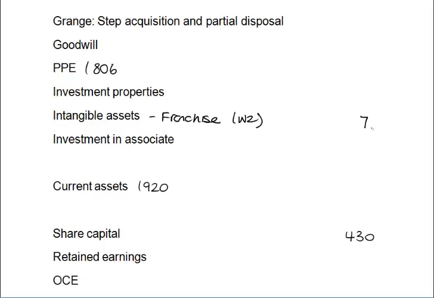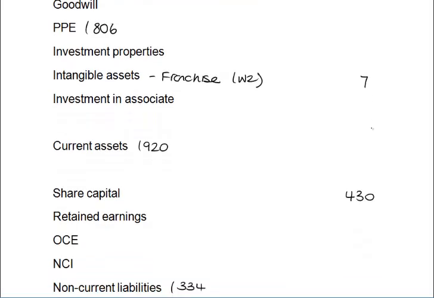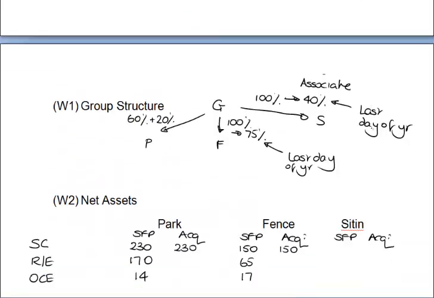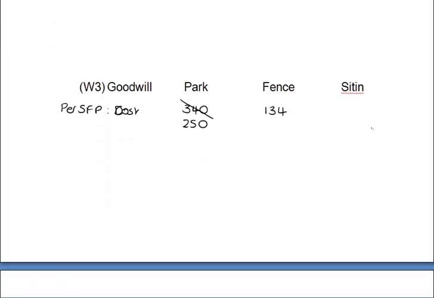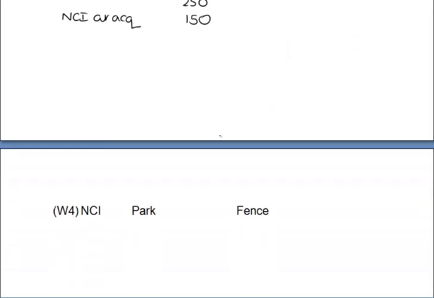Grange wishes to use the full value method for goodwill. The fair value of the NCI at acquisition was 150 million. So I'm now going to go to my goodwill calculation for Park. We've got the cost. NCI at acquisition, 150 million. That also goes into our goodwill calculation for Park. At acquisition, 150 million. For every debit, there must be a credit.